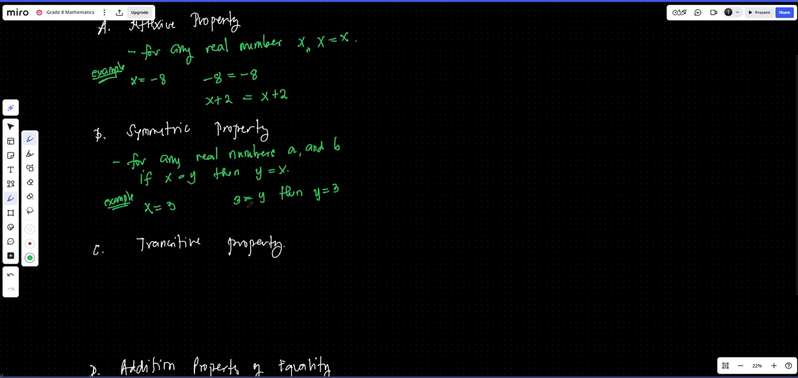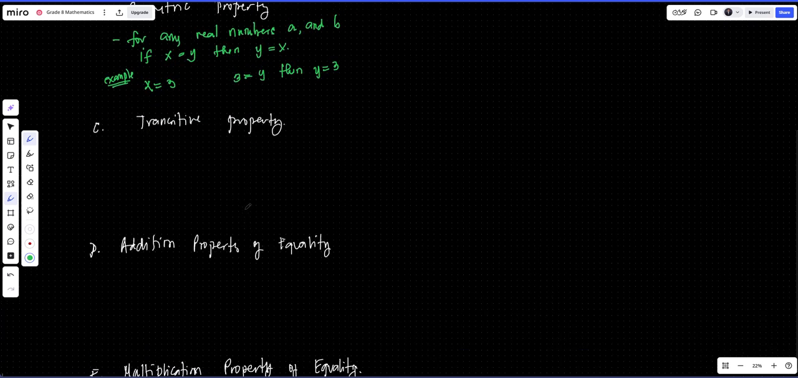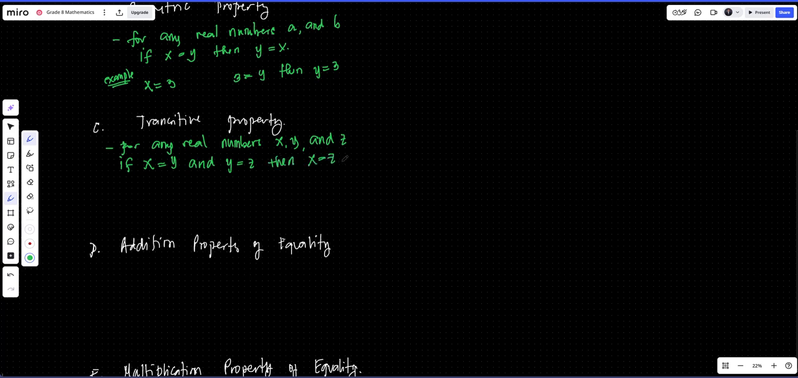Got it? Okay. Let's move on to the transitive property. In the transitive property, we can say that for any real numbers x, y, and z, if x is equal to y and y is equal to z, then x is also equal to z.